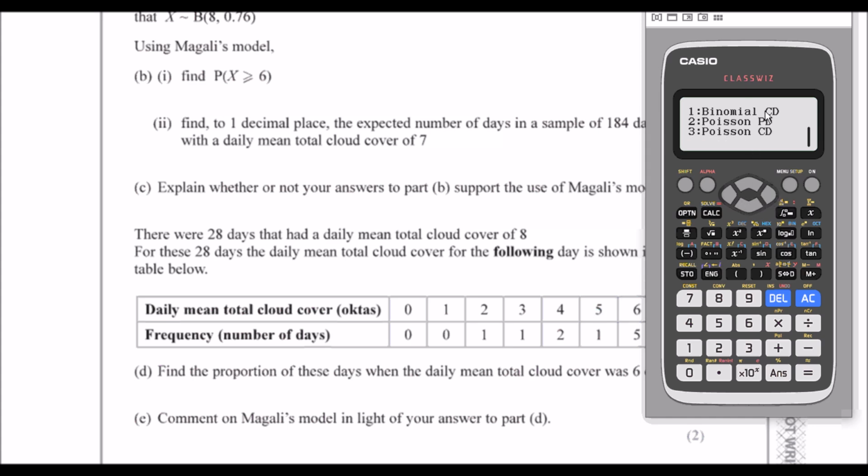Binomial cumulative distribution. Variable. So we want up to 5 when n is 8. And our probability is 0.76. So we've got a probability of 5 or below as 0.297. So if we do 1 minus answer, so menu 1, 1 minus answer, we've got 0.703.